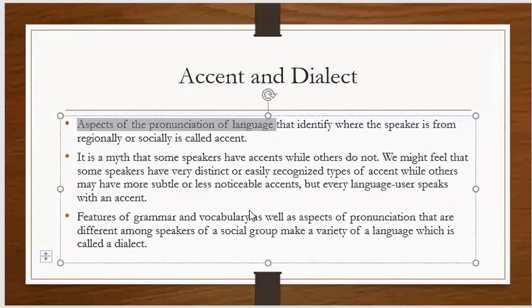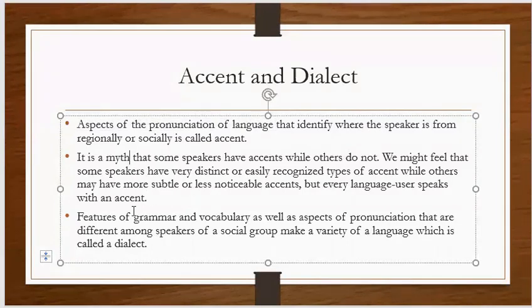Everyone will have an accent, but for some it would be noticeable, and for others it wouldn't be noticeable at all, right? So if someone says that some speakers don't have an accent, it would be a myth. It is not a reality.